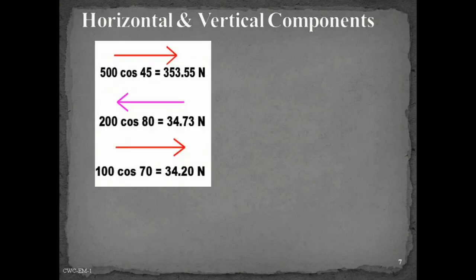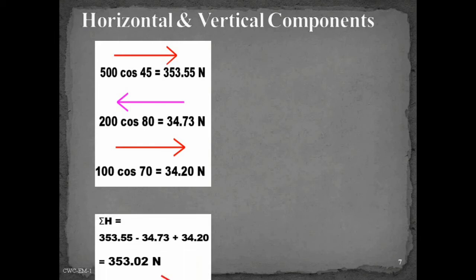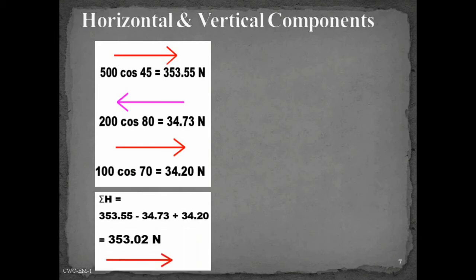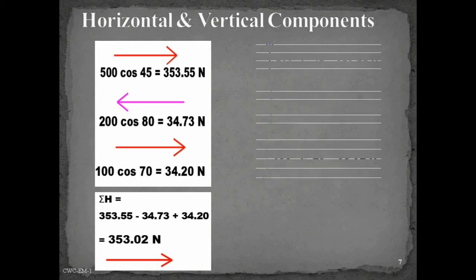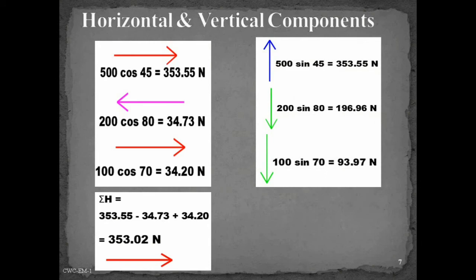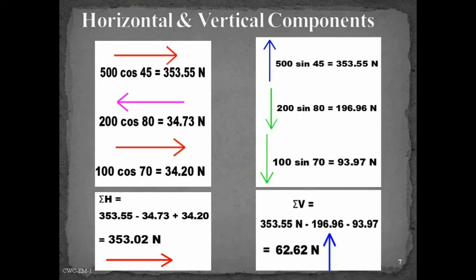Now let's list out all our horizontal and vertical components together. These are the horizontal forces we got. In this, one is negative and the other two are positive. On adding, we will get positive 353 Newton as the total horizontal force. Coming to the vertical components, we got one positive force and two negative forces. So on adding, our total vertical force is positive 62.62 Newton. Now we have the total horizontal and vertical components.